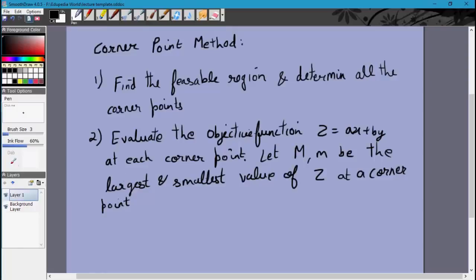By the way, a corner point is different from a boundary. If this is the region we have, these four are corner points, but all of these points lie on the boundaries. So we're not talking about the boundaries, we're talking only about the points at a corner. Right? So let capital M and small m be the largest and the smallest value. Basically you'll evaluate the value at each corner, you'll pick out the largest value of z among all those corners, and you'll figure out the smallest value of z among those corners.